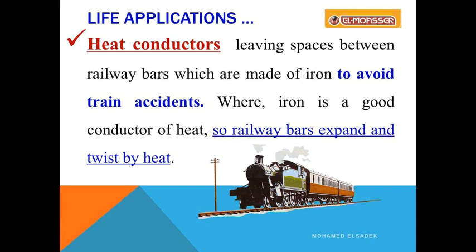Leaving space between railway bars which are made of iron، اللي مصنوعة من الحديد، where iron is a good conductor of heat، حيث أن الحديد مادة موصلة جيدة للحرارة. So the railway bars have spaces between them. Why? To expand in hot weather without being twisted to avoid train accidents.